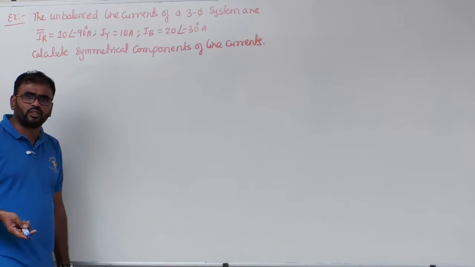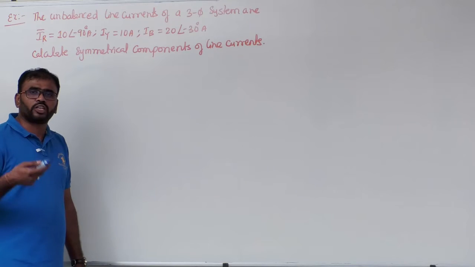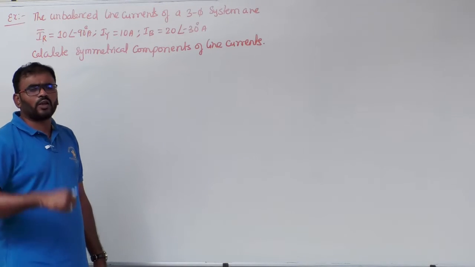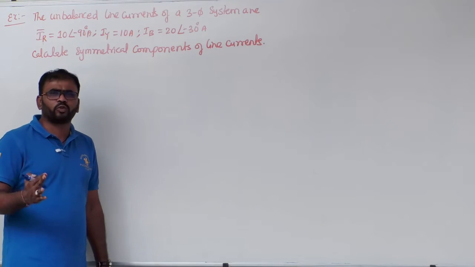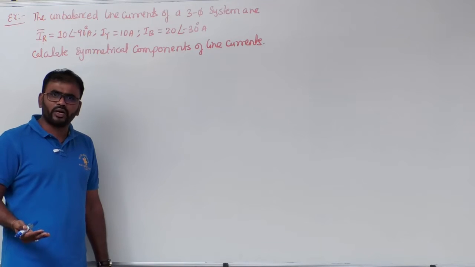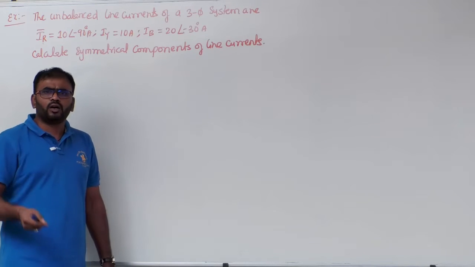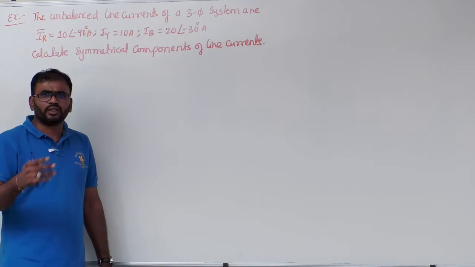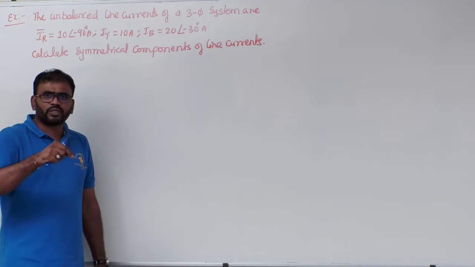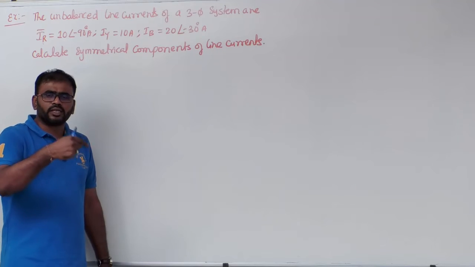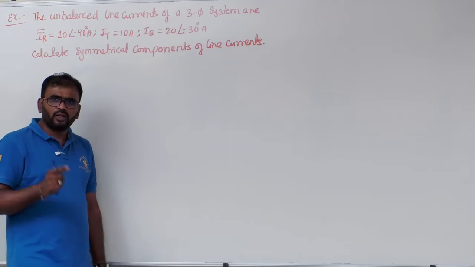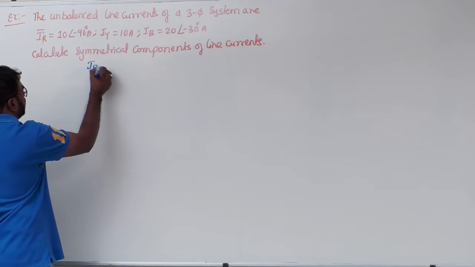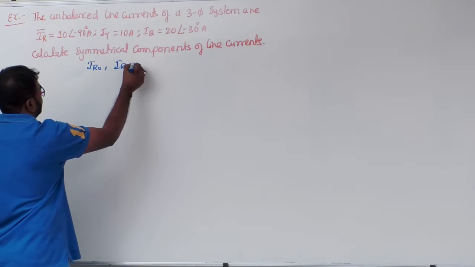But don't get confused, sir. We followed ABC convention, but don't expect that the question will always be asked with ABC convention. It may be asked with RYB convention. Most textbooks follow ABC convention, but some books follow RYB convention. You don't need to be confused here. A represents R, B represents Y, and C represents B phase. Clear?